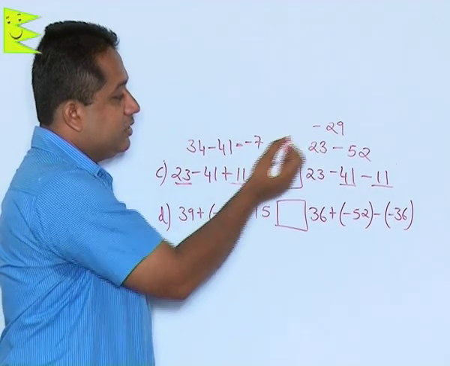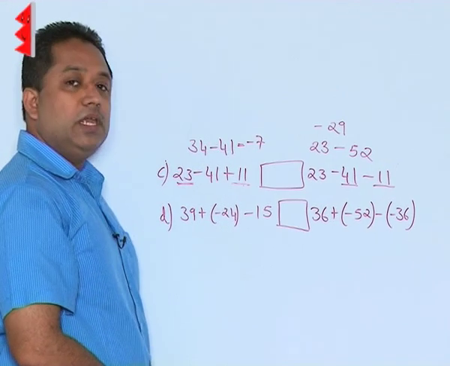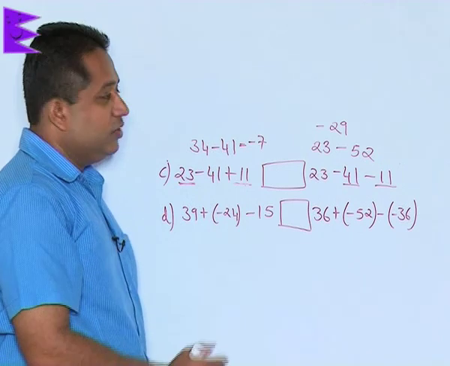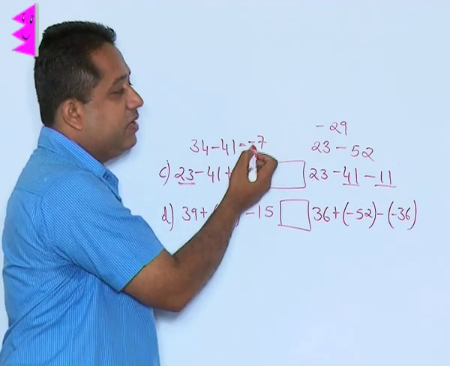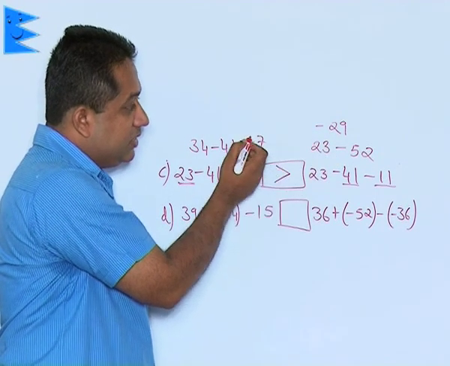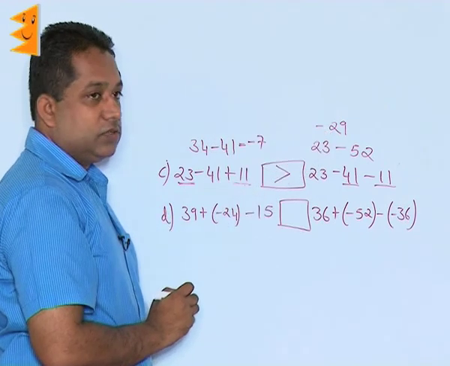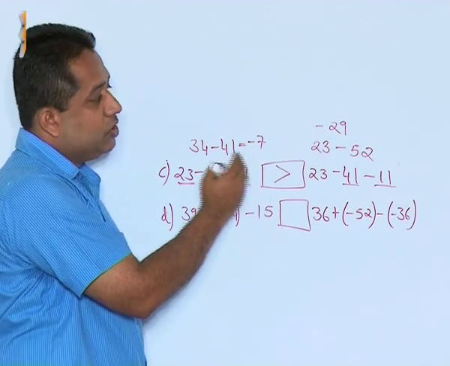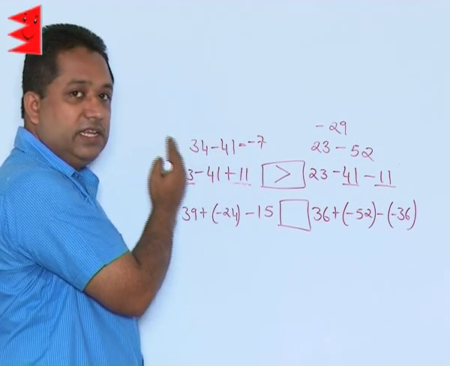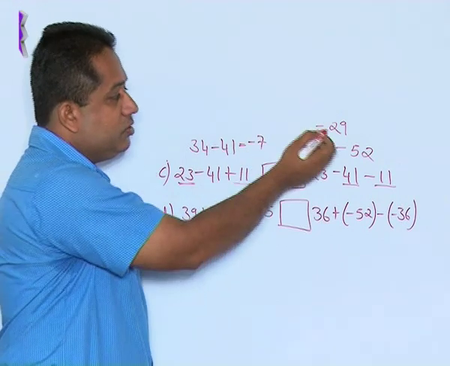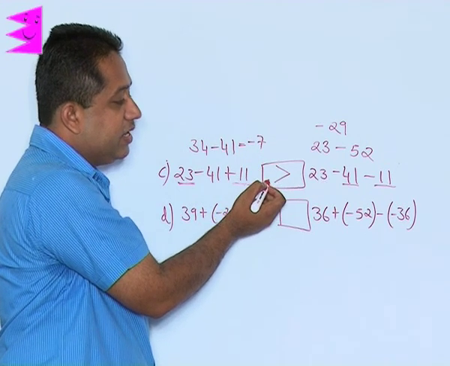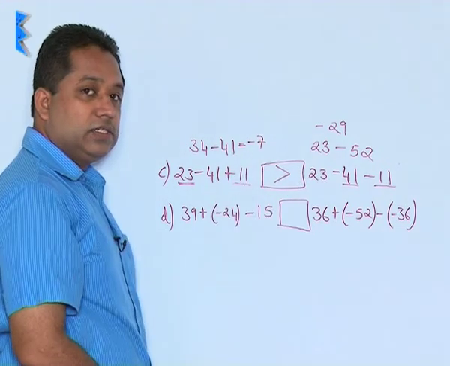Now look at the LHS and RHS. On the left side we have solved it to be equal to minus 7 and the right side we have solved it equal to minus 29. So which is greater? Is minus 7 greater than minus 29? Yes. So we can say that LHS is bigger than RHS because minus 29 is much further left of minus 7. After minus 7 we have minus 8, minus 9, so it is decreasing on the left side of the number line. So minus 29 is much lesser than minus 7. So we will put the symbol of greater than here. LHS is greater than the RHS.